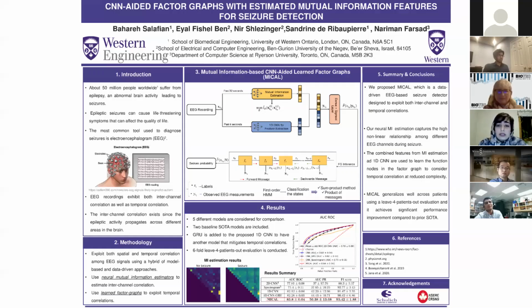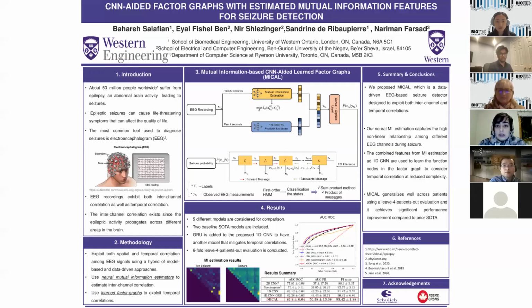So, as a result of this issue, early detection of epileptic seizures can notably improve patients' quality of life. The most common tool used to diagnose seizures is EEG signals. EEG recordings show both interchannel correlation as well as temporal correlation. Interchannel correlation results from the fact that when a seizure happens, it propagates to other regions in the brain.